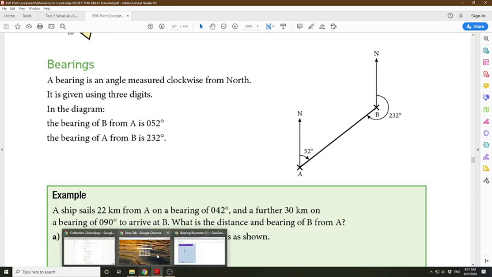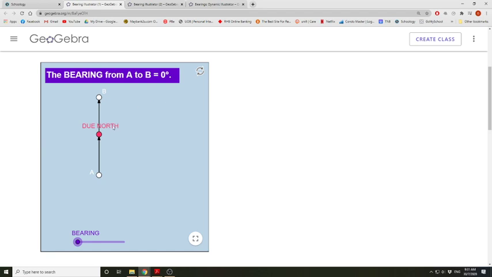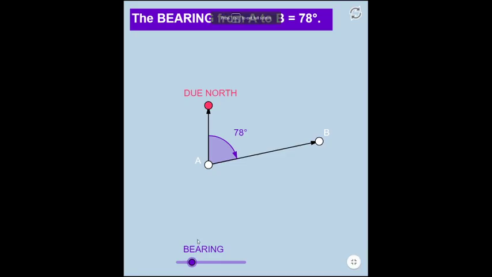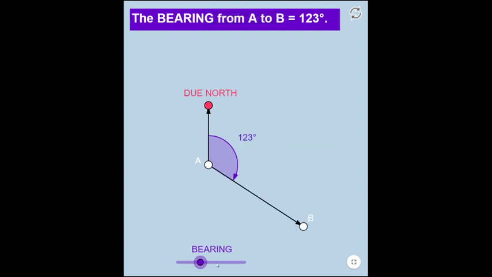Now let me give you some examples. If I put it like this, this means the bearing will be 60. Oh, no, you boys stop laughing. Now let's do 78. The bearing from A to B is 78. Let me make this bigger. If I put it like this, the bearing is 123. Of course, later you can use your ruler to measure the length of A to B.